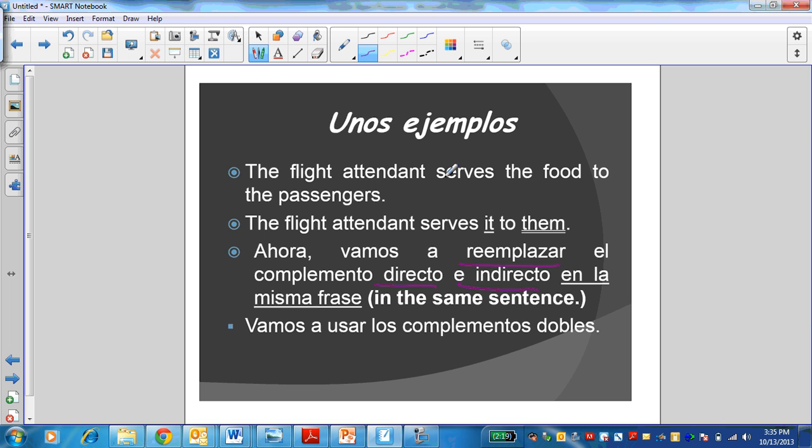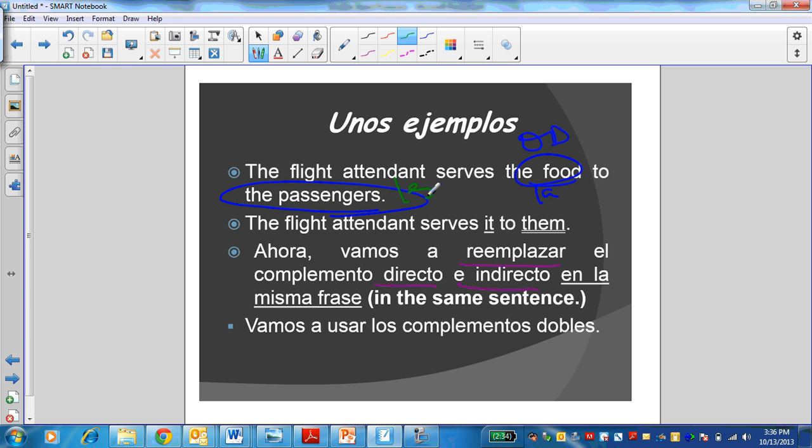Okay. La semana pasada dijimos, we said like, oh, the flight attendant serves it to the passengers, or we said the flight attendant serves the food to them. Okay. Ahora vamos a reemplazar los dos complementos, los dos pronombres. So, for example, the food was the objeto directo, okay, and we would replace that with la. And los pasajeros, the passengers, representan el objeto indirecto, so we're going to replace that with les.